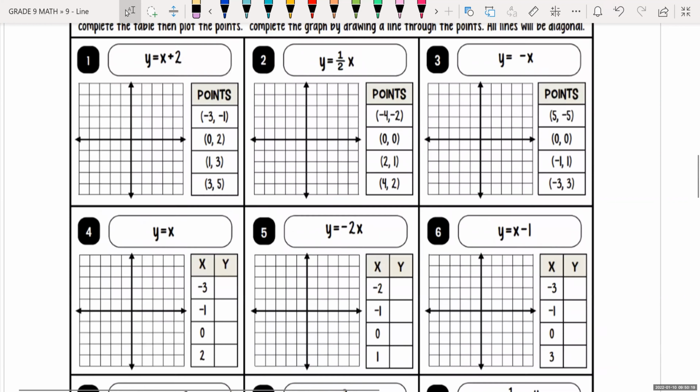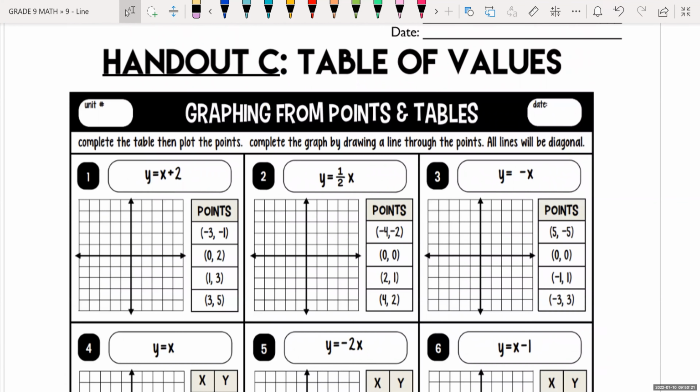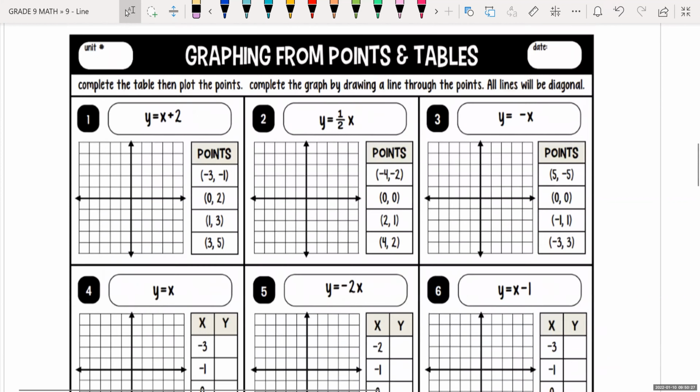The solutions to this will be posted on Brightspace. I didn't want you to have to print out the solutions or anything like that. So I'm just going to upload them on Brightspace and then you can check your work with that.